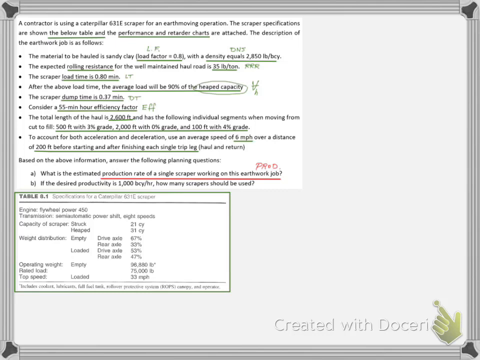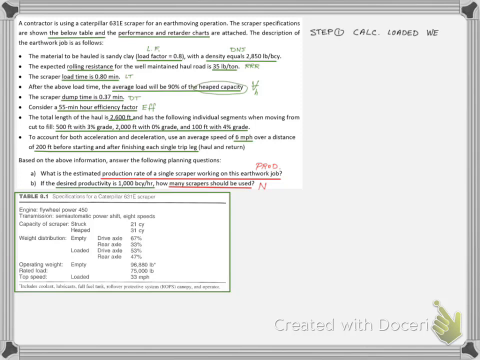In part A, we need to calculate the production rate of a single scraper. In part B, we need to calculate the number of scrapers to achieve a target production rate of 1000 bank cubic yards per hour.